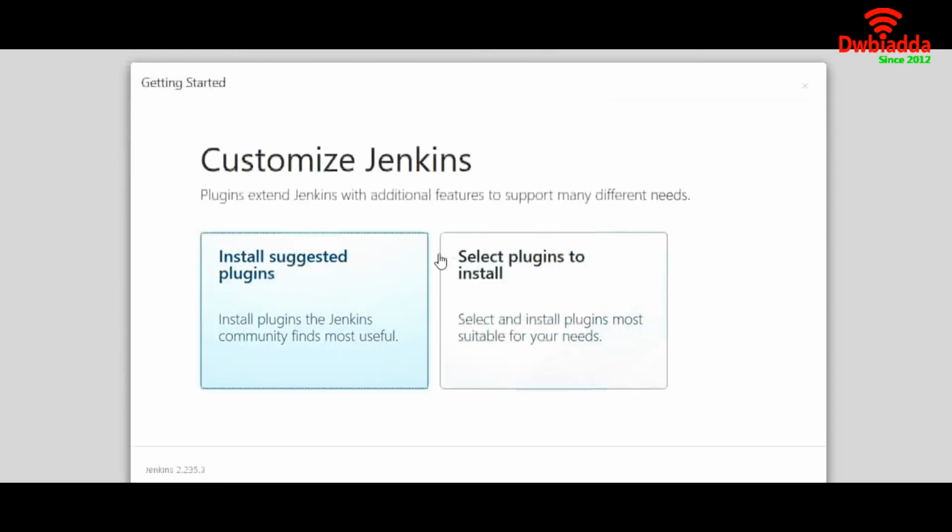Now you'll see a setup wizard for your Jenkins. Okay, there are two options. Either you can go ahead and select the plugins to install, or you can install Jenkins with the suggested plugins, which is the recommended procedure. So I'll choose this: Install suggested plugins. What it will do is install all the plugins automatically.